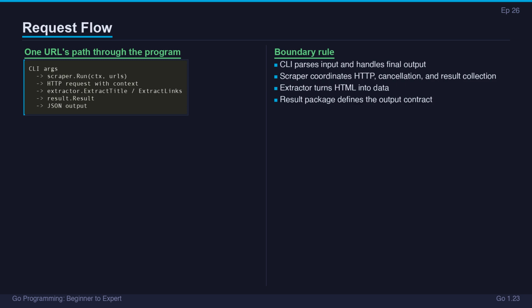That flow tells us where the boundaries should be. Parsing command line arguments does not belong in the extractor. HTML parsing does not belong in the CLI. HTTP orchestration does not belong in the result type. If each package owns one job, we can test each piece separately.